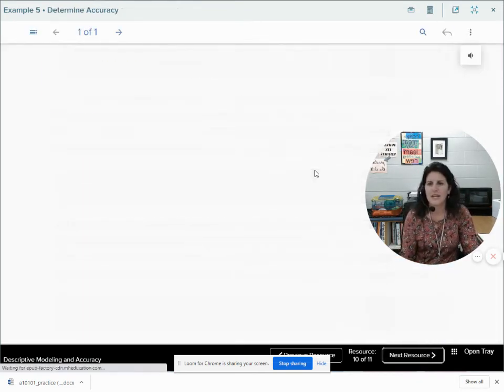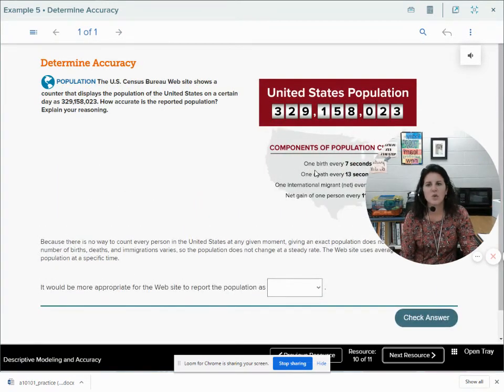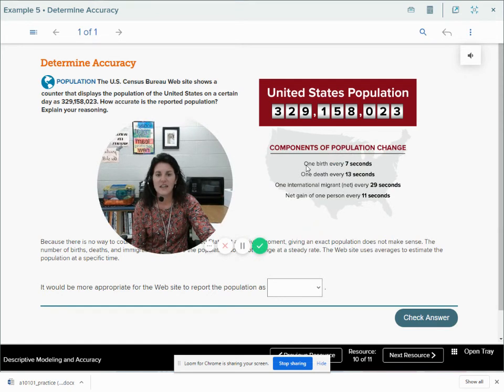Example 5, determining accuracy once again. Looking at the U.S. Census Bureau website, it gives the population of the United States on a certain day. How accurate is the reported population? Do you think that this is exactly how many people there are in the United States on the day that this happened? Probably not, seeing that there's one birth every 7 seconds, one death every 13 seconds, an international migrant every 29 seconds, and a net gain of one person every 11 seconds. That's a lot happening in a day.